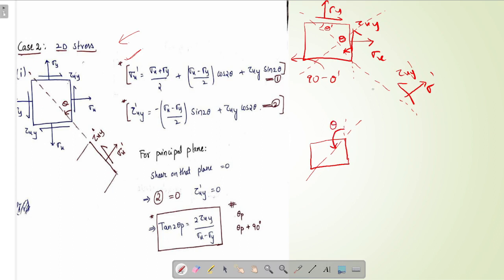Okay, I hope you understood this sign convention part. This is the most important part in this principal stress chapter. So, you can follow any sign convention, but while using this formula, particularly these two formulas, we have to follow this sign convention only in order to find the correct answers.